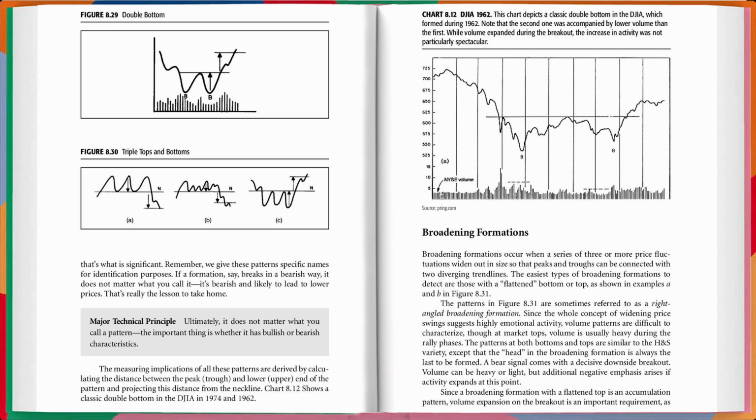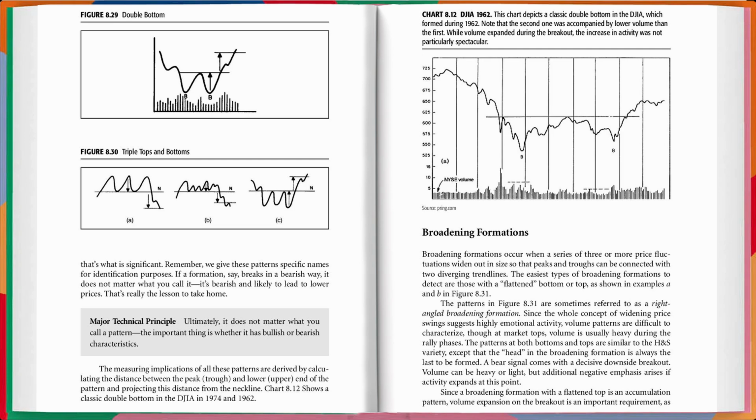Major technical principle: ultimately, it does not matter what you call a pattern. The important thing is whether it has bullish or bearish characteristics. The measuring implications of all these patterns are derived by calculating the distance between the peak, trough, and lower, upper end of the pattern, and projecting this distance from the neckline. Chart 8.12 shows a classic double bottom in the GIA in 1974 and 1962.